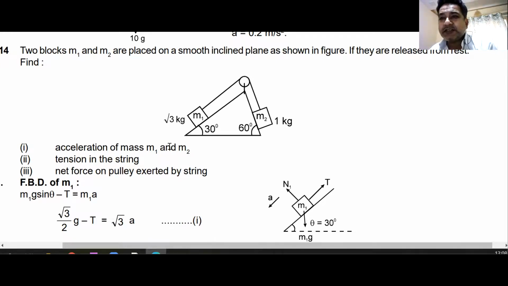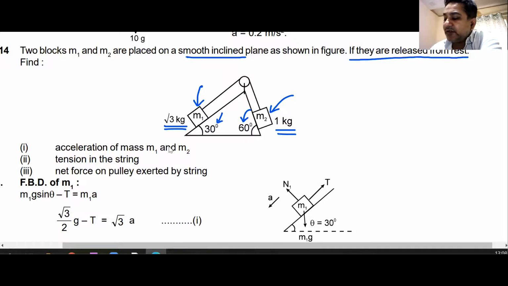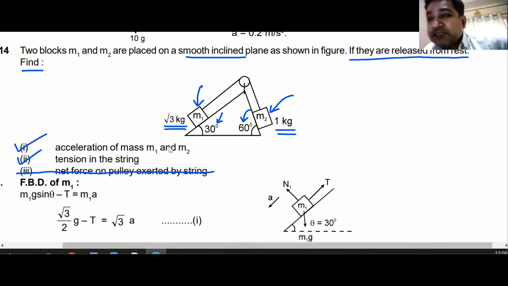And the question goes like this. Two blocks M1 and M2 are placed on a smooth inclined plane as shown. As you can see, block M1 has a mass of root 3 kg, and block M2 has a mass of 1 kg. One angle is 60 degrees, the other angle is 30 degrees. If they are released from rest, find number 1, the acceleration of the block, and number 2, the tension in the string. Forget about this part, we can do it later on. So these are the two questions that I am looking at.